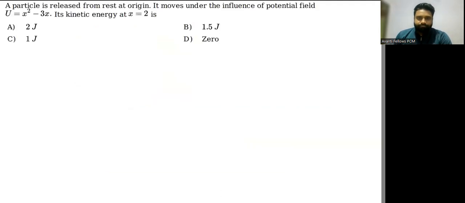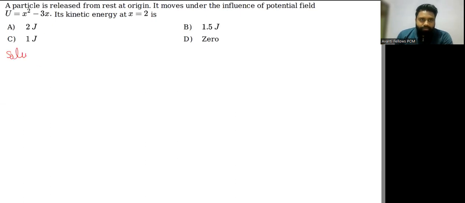So the very first question on your screen: a particle is released from rest at origin. It moves under the influence of the potential field U equals x square minus 3x. Its kinetic energy at x equals 2 is? So in this question, we have to find out the kinetic energy of this particle.